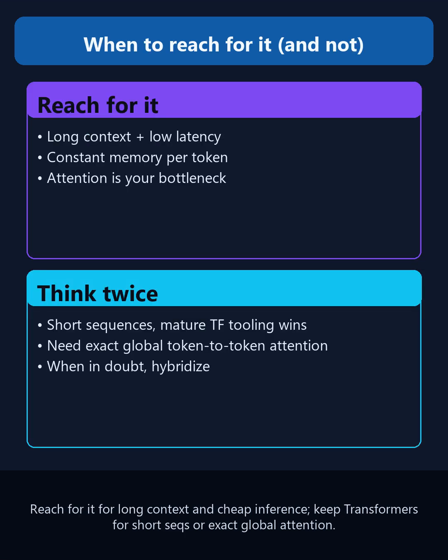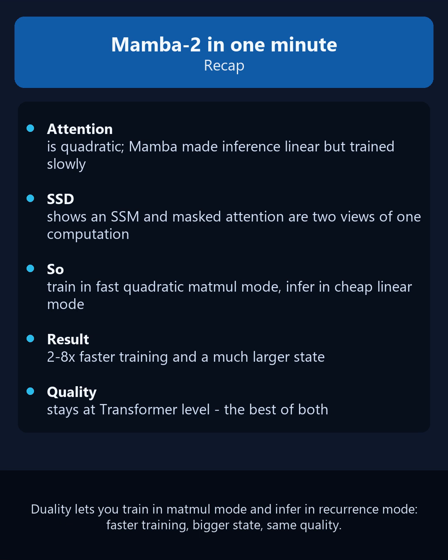When should you reach for Mamba-2, and when not? Reach for it when you need long context, low latency, and constant memory per token, or when attention is your bottleneck. Think twice when your sequences are short and the mature transformer tooling and ecosystem matter more, or when you need the exact global token-to-token attention that some tasks still depend on. Many teams simply hybridize.